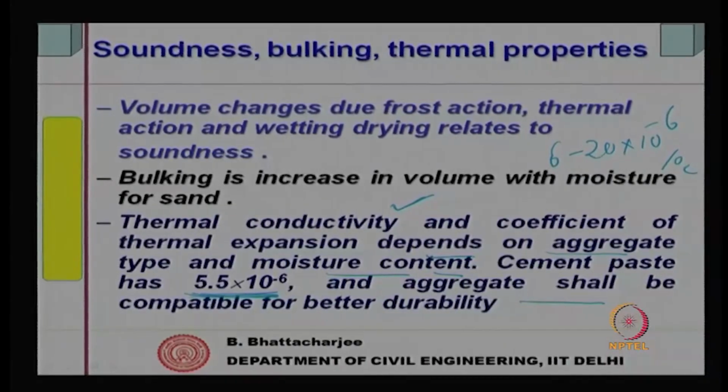Thermal conductivity might vary from 1 watt per meter degree centigrade or degree Kelvin to about 2.5 or 3 watt per meter degree Kelvin depending upon aggregate type. Maximum is for quartz or quartzite.